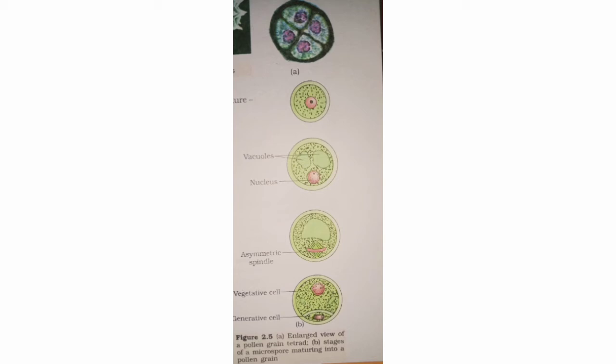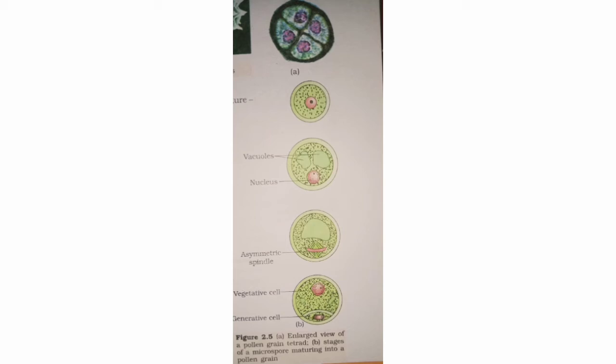So during the course of mitotic division, due to the presence of asymmetrical spindle fibers, it will result in two unequal sized cells, and the largest cell is known as the vegetative cell, and the smaller cell is known as the generative cell. And this stage is called the two cell stage. Why? Because there are two cells. One is the vegetative cell, which is present at the anterior region, and the next cell is the generative cell, which is situated at the posterior region.